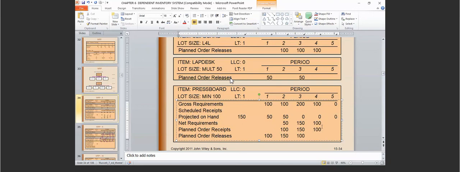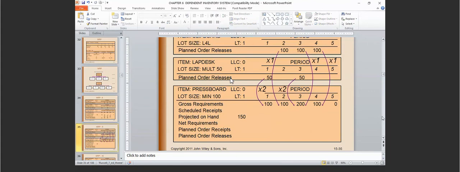So we finish developing the MRP table for the clipboard and lab desk as finished products, and also for the dashboard, the item or component that is used in both products, lab desk and clipboard. So that's all for our class today.